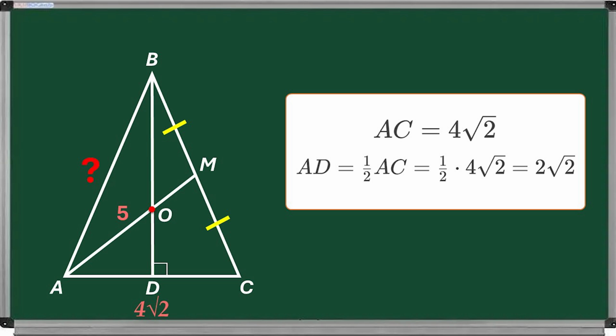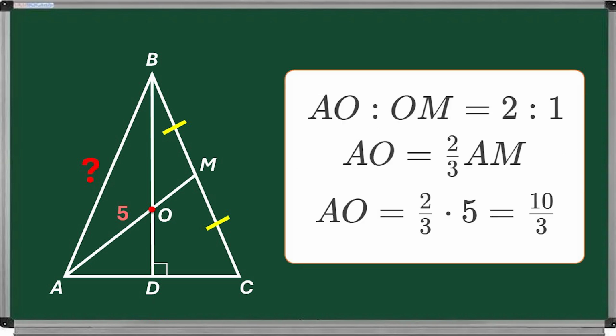First, we will find the length of segment AD. We need this length as it's one of the sides in the right triangle ADO. To find AD, we will divide the length of the base AC by 2. This is because the altitude BD is also a median in our isosceles triangle, so D is the midpoint of AC. The base AC is 4 square roots of 2, so half of that, AD, is 2 square roots of 2.